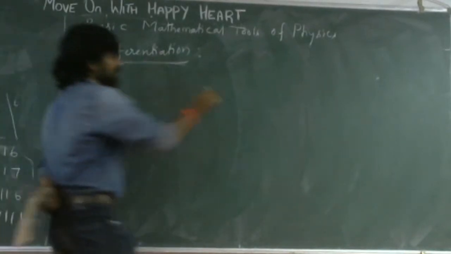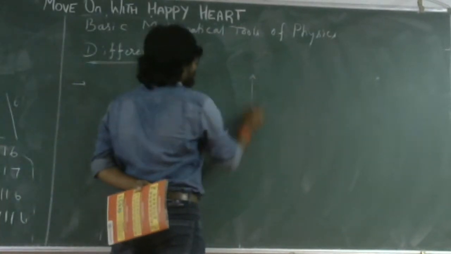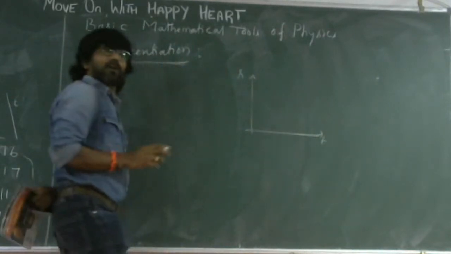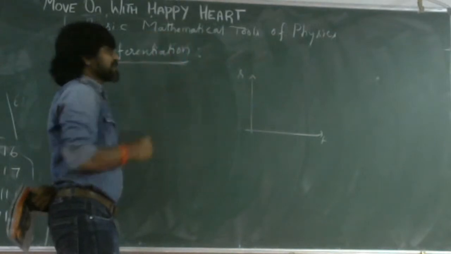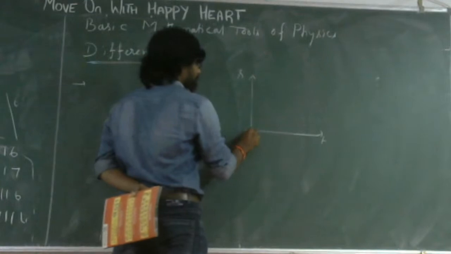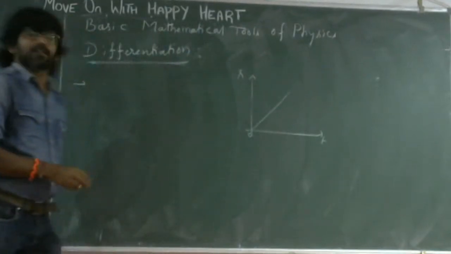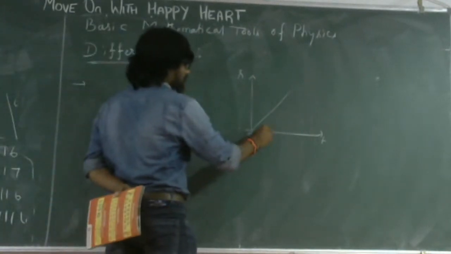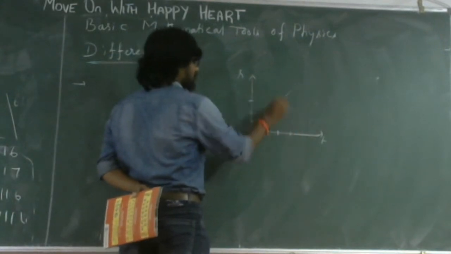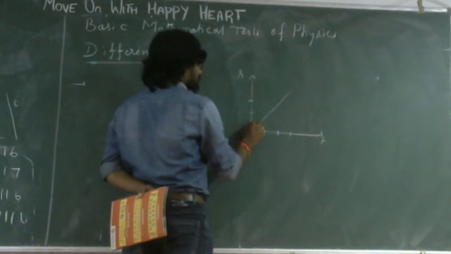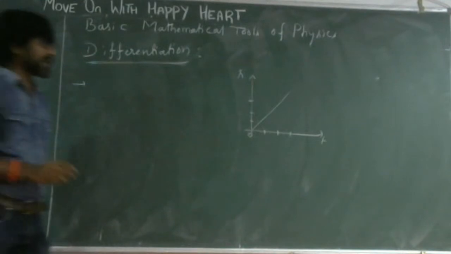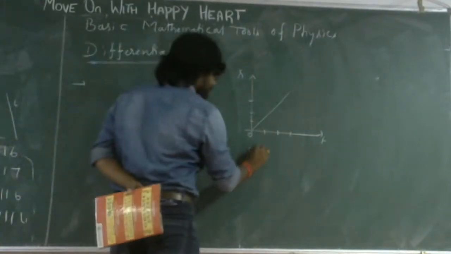Say for example, if you have a displacement s and time t graph, if a body is covering equal displacements in equal intervals of time, starting from t equal to 0, then you will get a straight line. That means in 1 second it covers 1 meter, in 2 seconds 2 meters, in 3 seconds 3 meters, like that. Then you will get a straight line. Slope of this straight line gives the slope.